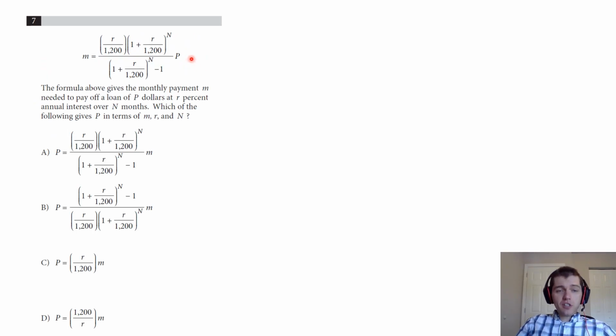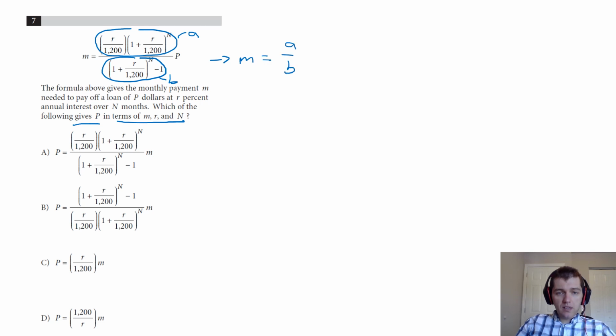Problem number 7 starts out with this daunting looking equation at the top, but always go back to what it is they're actually looking for. And it's which of the following gives P, which means solve for P, in terms of M, R, and N, which means you can leave M, R, and N in your final solution. At this point, you can say, okay, if I can leave R and N, I can take this entire numerator, call it A, and I can take this entire denominator, and I can call that B. And that simplifies this to M is equal to A divided by B times P.